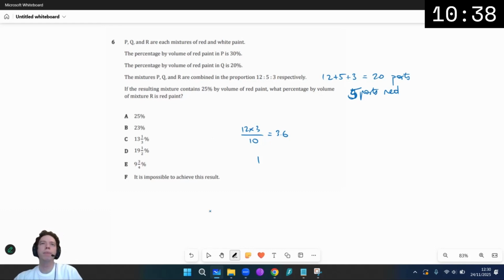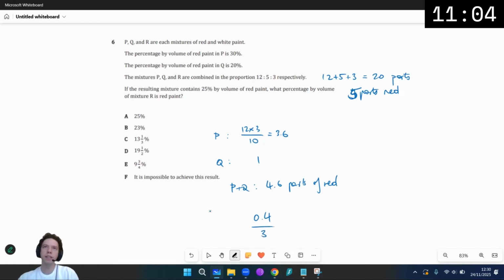So from P we get 3.6 parts of red. From Q we get 1 part of red. So together, P plus Q, 4.6 parts of red. And so we need 5 parts of red. So we need 0.4 parts of red from R to achieve this, and that would be out of 3 equal parts. R is 3 equal parts.